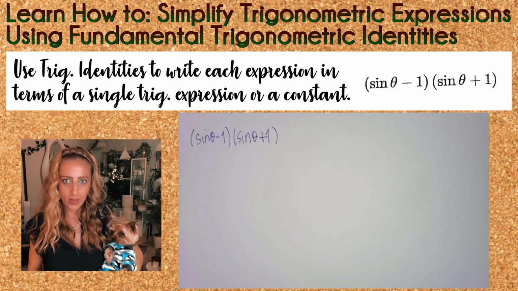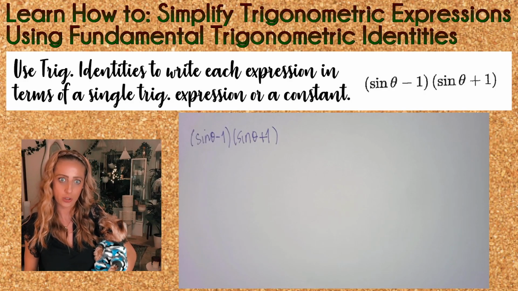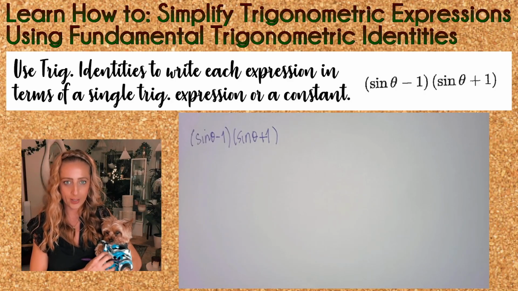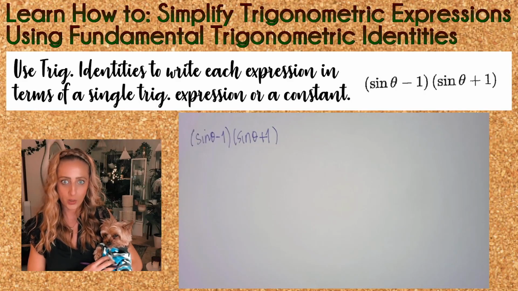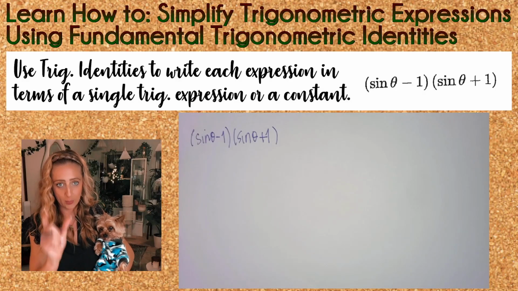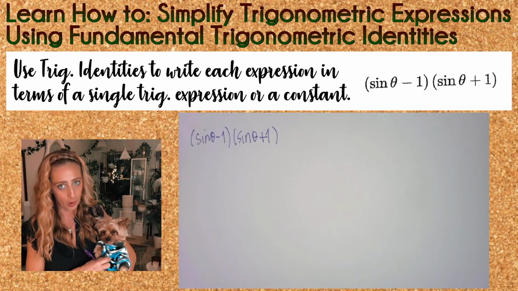Hey everybody, in this video we are going to simplify the trigonometric expression you see on your screen now, which is the product of conjugates, sine theta minus 1 and sine theta plus 1. As soon as you see conjugates, which is the same expression except the middle sign changes, you keep the beginning, change the ending, like you conjugate your verbs in your foreign language class, right?